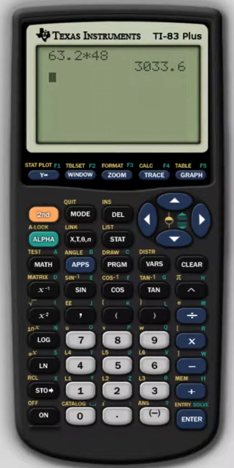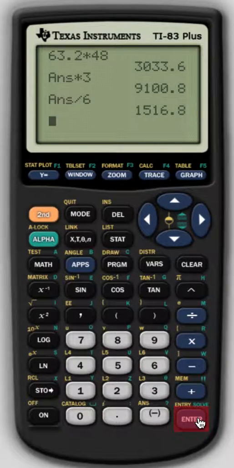That's the answer of the first two that I've multiplied together. Then I'll hit times, and it'll take that answer, 3, and I'll hit enter. And then I'll take that final answer and just divide it by 6. So it saves me a lot of time working with parentheses by doing a small calculation and then getting an answer, then using that answer for my next calculation.